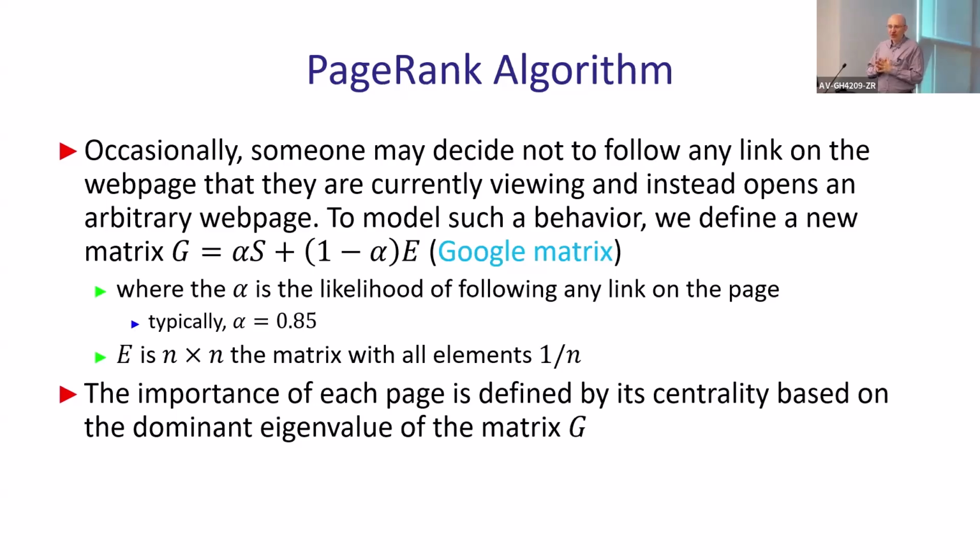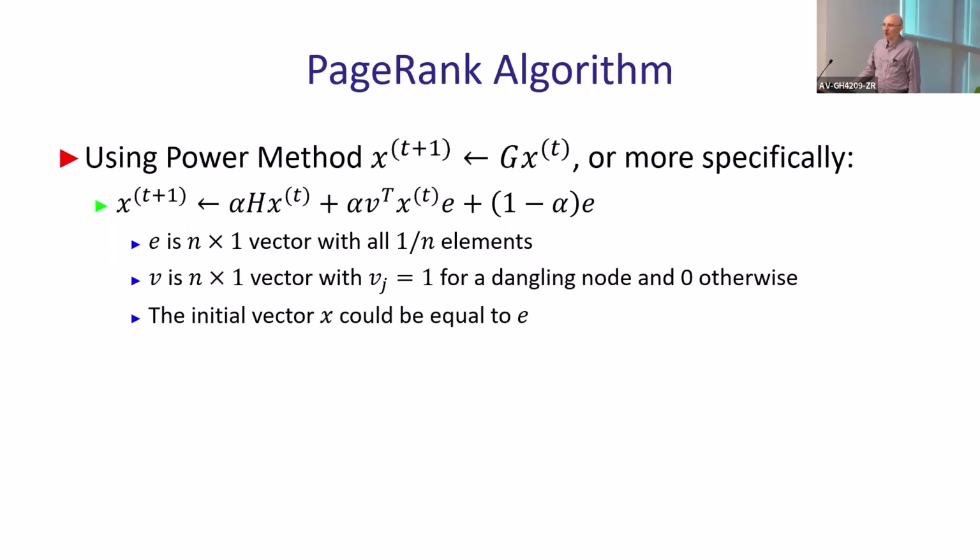So the importance of each page is defined by its centrality, based on the dominant eigenvector, eigenvalue of the matrix G. Okay, so you're just using the power method on that. With that power method, you're just iterating to find that dominant or principal eigenvector. And you sort it, and you get all of your results done, practically. This is how you get things done.